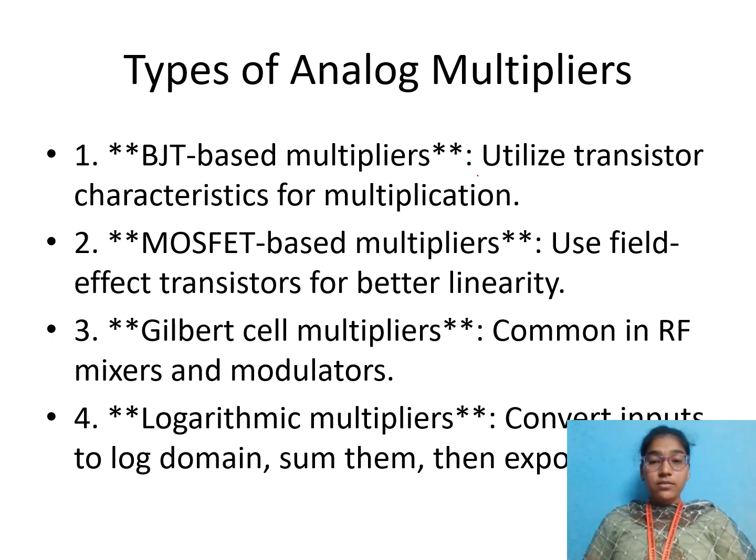So, BJT multipliers utilize transistors, and MOSFET multipliers are used for better linearity. In modulators and RF mixers, the Gilbert cell multipliers are used. For addition and subtraction, the logarithmic multipliers are used.